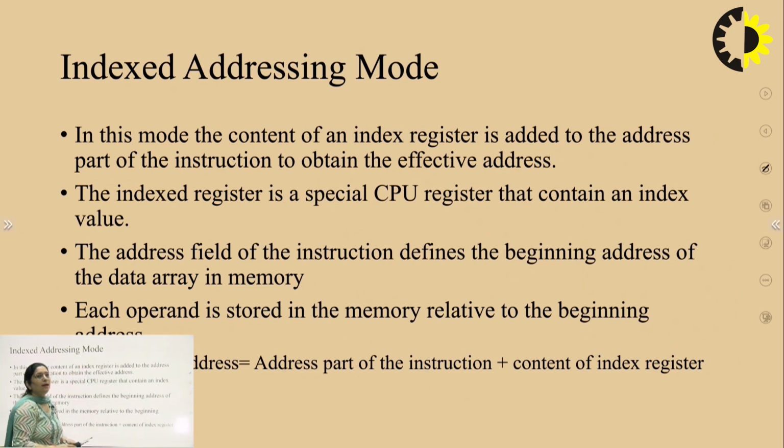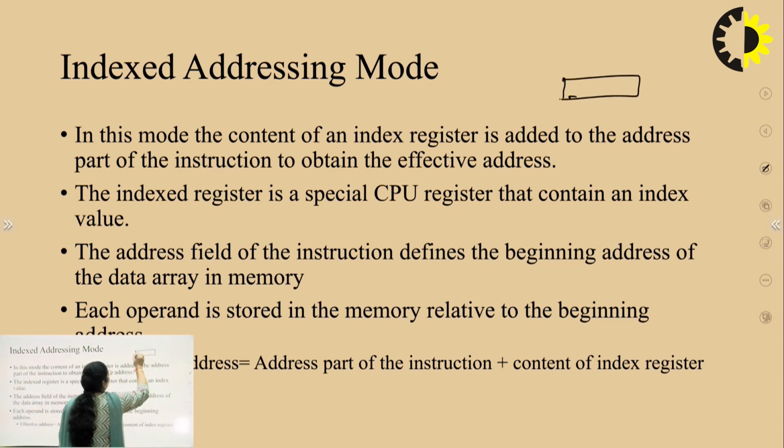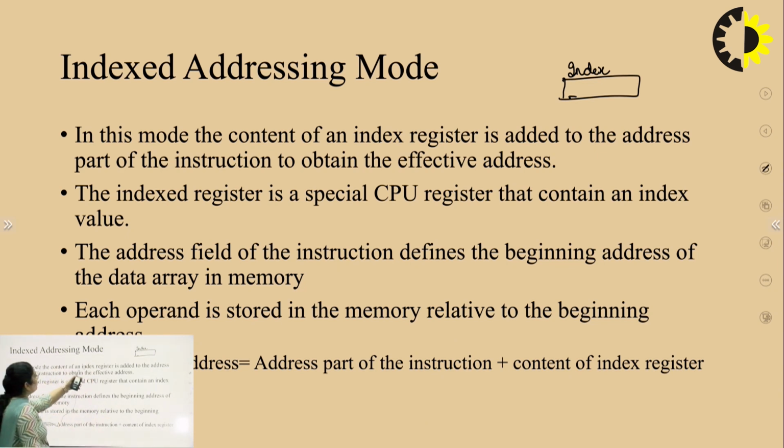Similar to this is the index addressing mode. In index addressing mode, we use a special register which is called the index register. The index register holds the value of the index, and this index is added to the value provided in the instruction itself, and we fetch the data from the resulting location. In this mode, the content of an index register is added to the address part of the instruction to obtain the effective address.